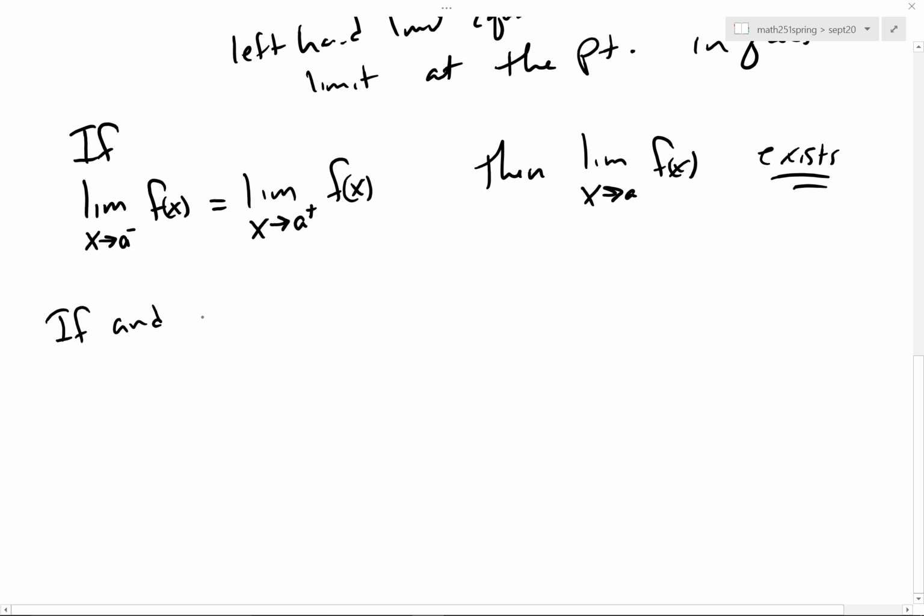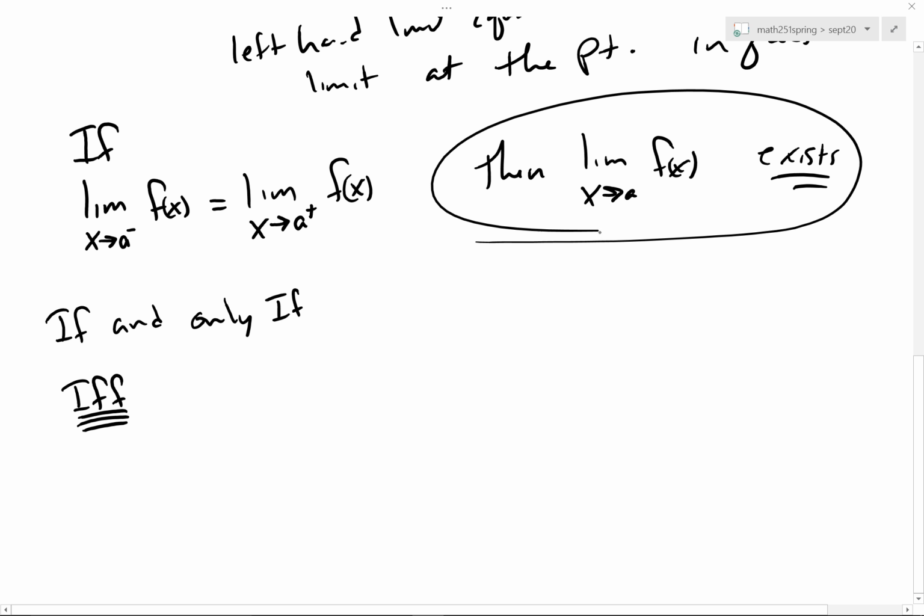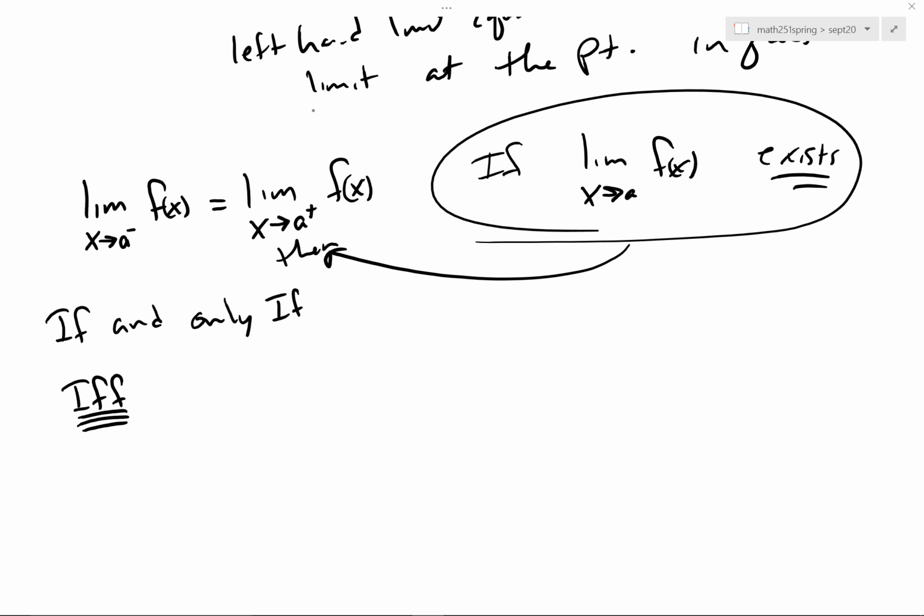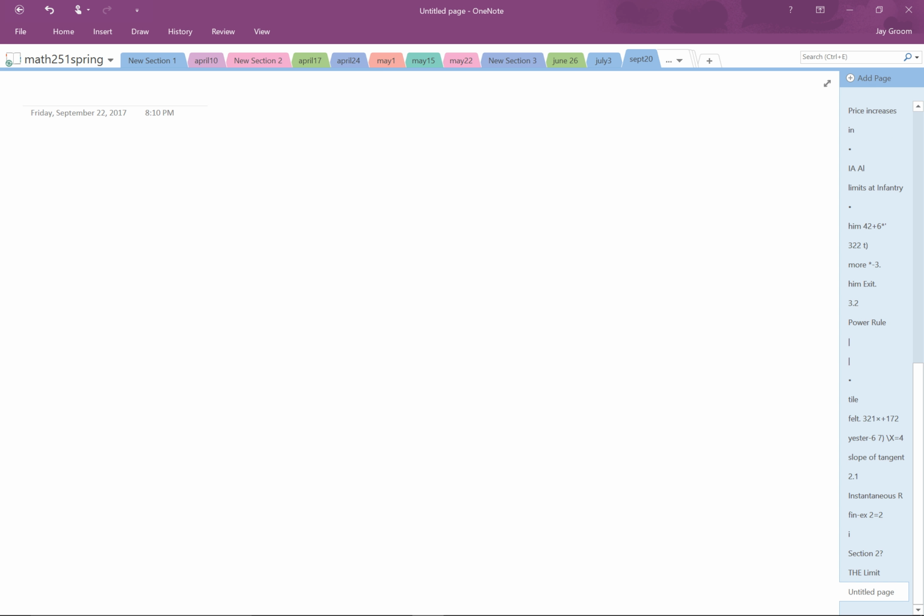Now, you may have heard that at some point in the past, if and only if. Now, what does that mean? It means it works both ways. And in math, we sometimes abbreviate it this way. Okay? If I tell you that the limit exists, if I say that this is true, then you know these guys are true. That's what if and only if means. It means you can put the if and thens in either direction. Okay? If and only if. It works in either direction.